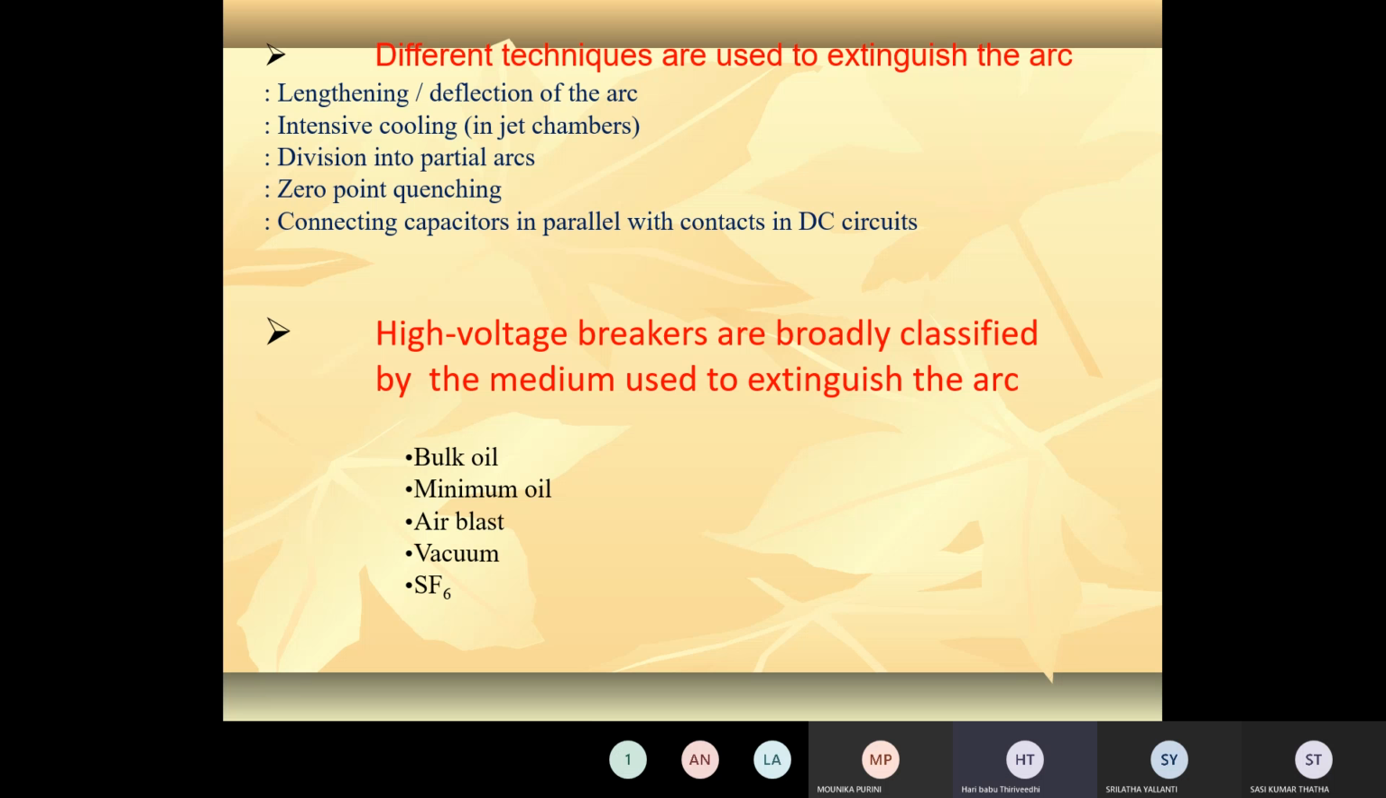Generally, circuit breakers are mainly classified as bulk oil, minimum oil, air blast, vacuum and SF6. SF6 is the most utilized one nowadays.